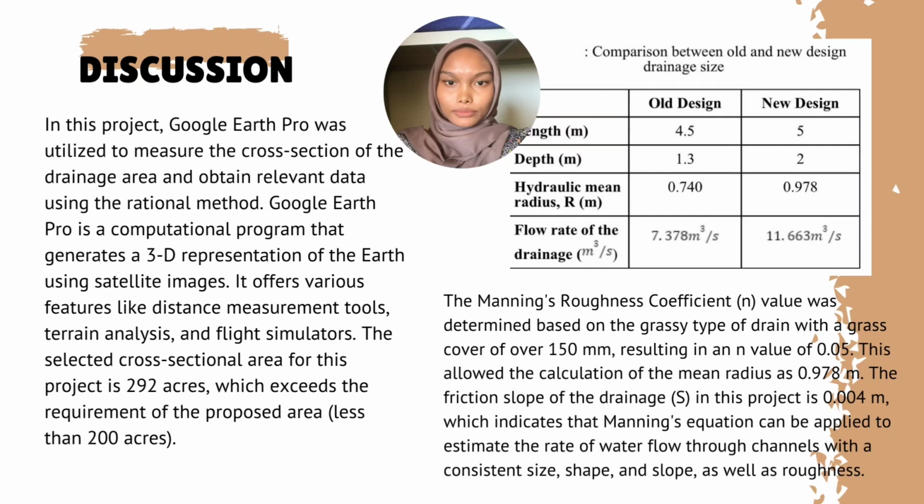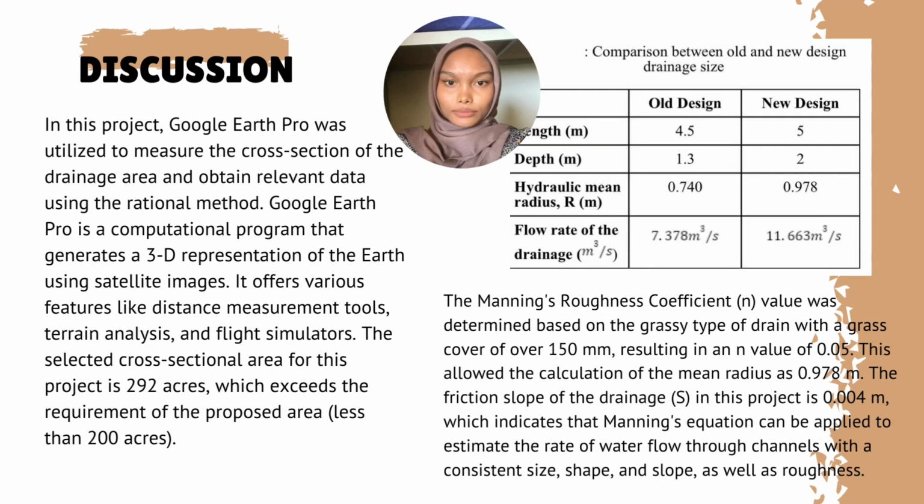For our project, we use Google Earth Pro, which is utilized to measure the cross-section of the drainage area to obtain relevant data using the rational method. Google Earth Pro is a computation program that generates a 3D representation of the Earth using satellite images. It offers various features like distance measurement tools, drainage analysis, and flight simulator.